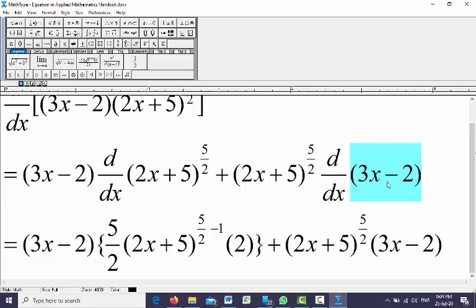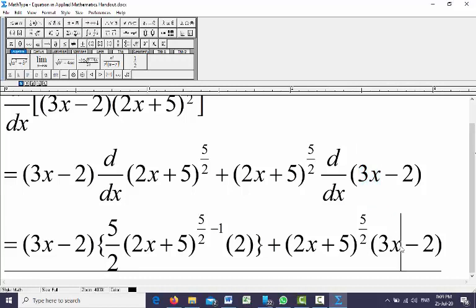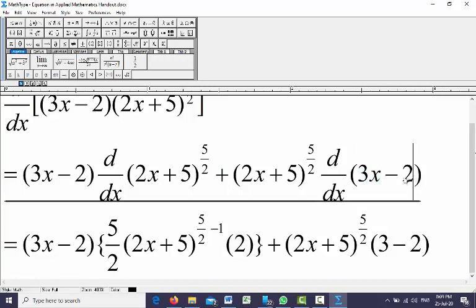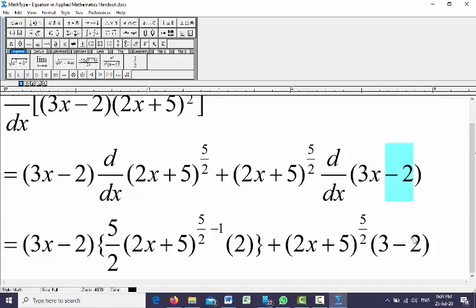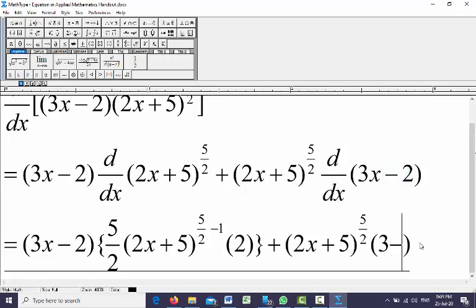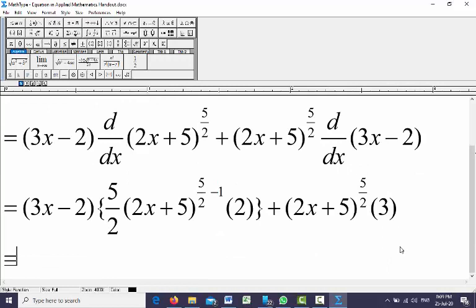Now as you can see, we have two items there. So first of all, we will do differentiation of this one. If you do differentiation of this one, you will get 0, and if you do differentiation of this one, you should get 3. So 0 you don't have to write, which means you get only 3.